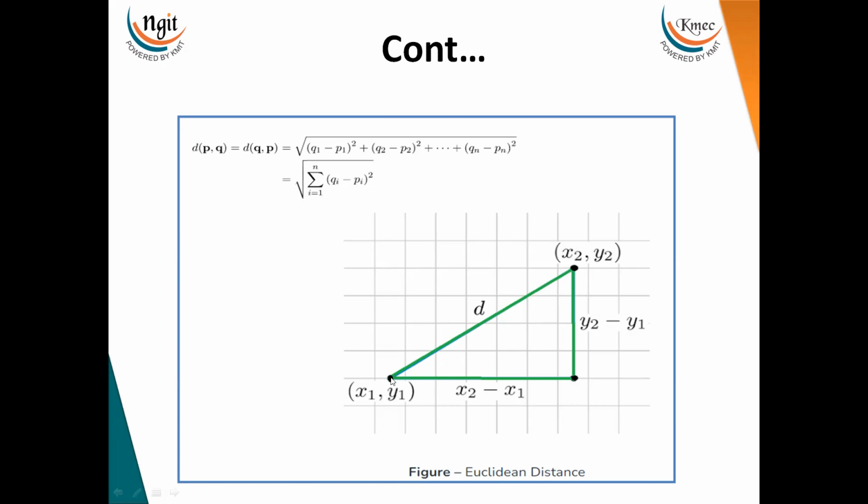So I have this data point and I have this data point. This data point has coordinates x1, y1 and this data point has coordinates x2 and y2. Now I want to find the distance between these two data points. So I want to find the value of d.